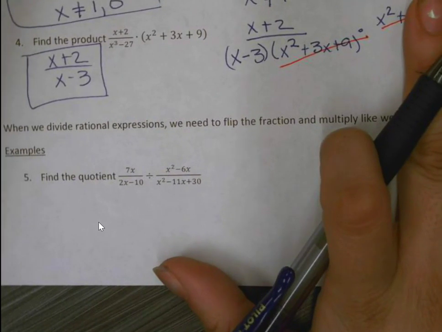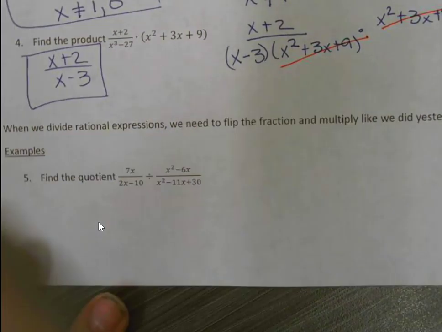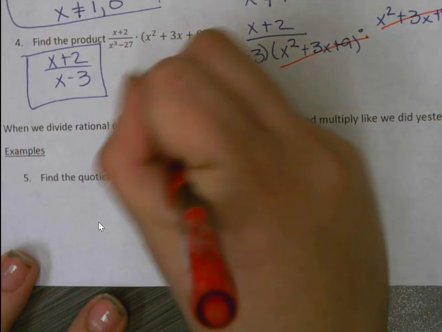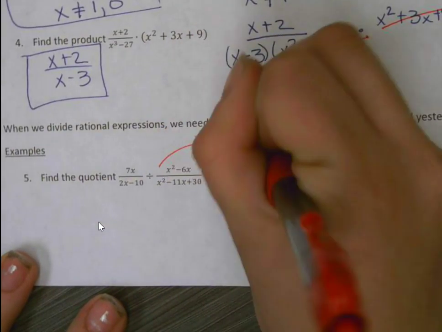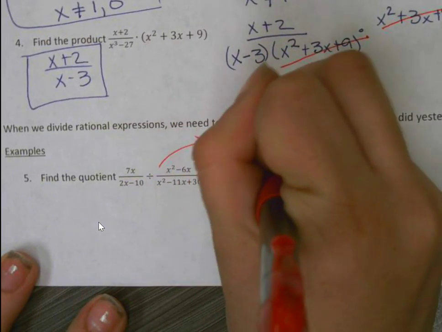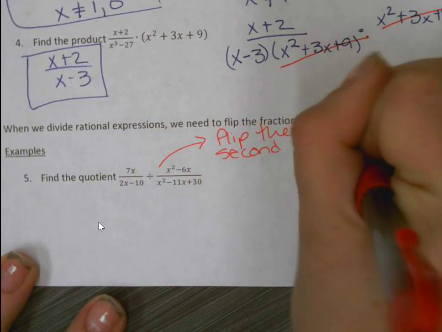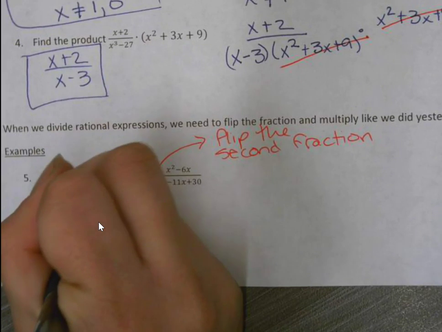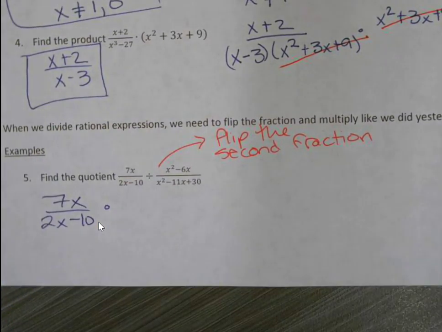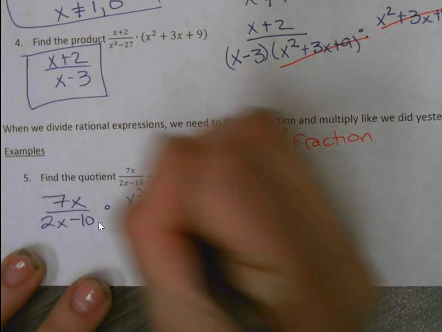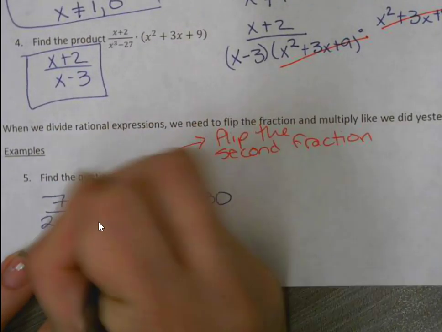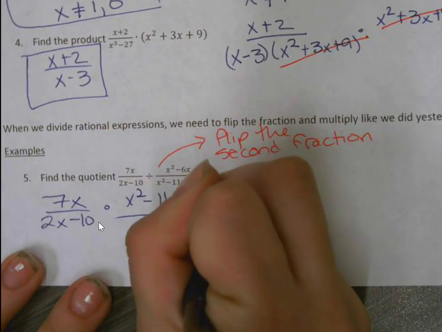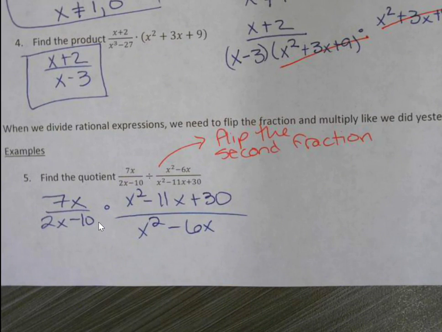So, on number 5, it wants me to find the quotient for... Whoa. For this one, I need to flip the second fraction. So I'm going to just rewrite this. And instead of being division, it's going to be multiplication. Kind of like when you divide with fractions and you learn it the first time, you multiply by the reciprocal. That's what we're doing here. So all I've done so far is just flip the second fraction.